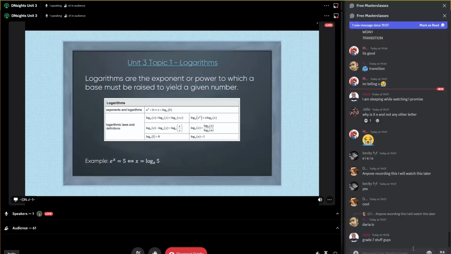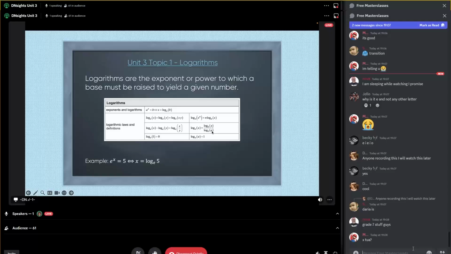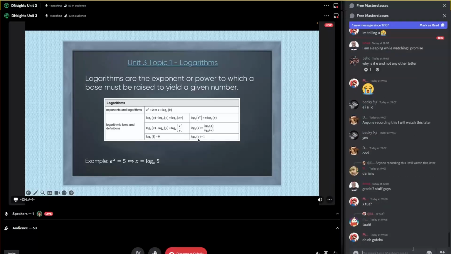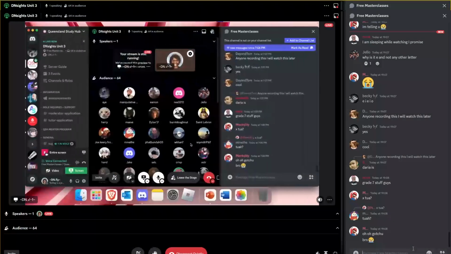Another one that's important is this one here. If you've got log x to a base you don't really know how to work with, you can change it to another base, log x over log a, to be able to solve for it more easily. And then you've also got these two: a to the 0 is 1, so log 1 is 0, and a to the 1 is a, so log a to base a is 1. We're good with that?